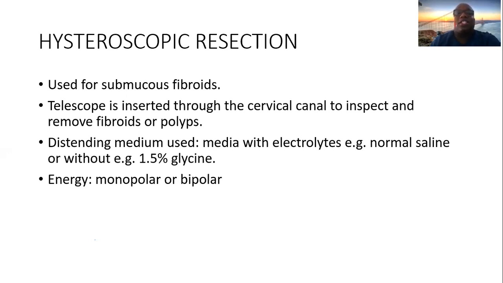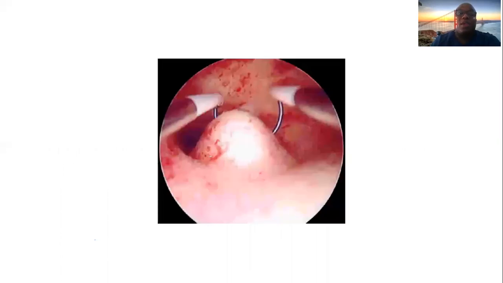And then a distending medium, usually normal saline or glycine, is used, and these fibroids are chipped off small piece by small piece. Like this one, this is hysteroscopic resection of uterine fibroids. And now this lump here represents the fibroid, and the surgeon, the gynecologist, is resecting this fibroid piece by piece.